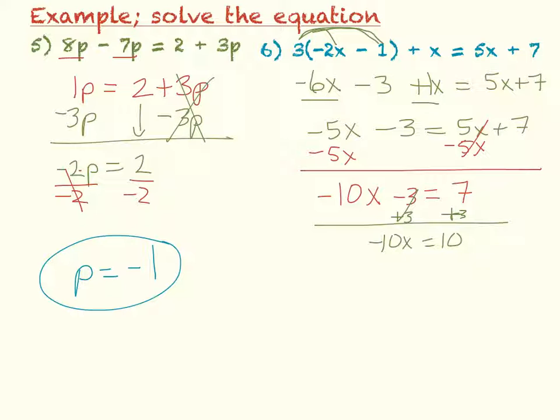And my final step, negative 10 times x, divide by negative 10, divide by negative 10. And x equals 10 over 10 is 1, and it's negative, so negative 1. And that is your final answer.